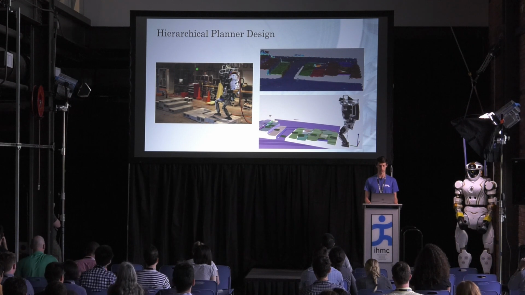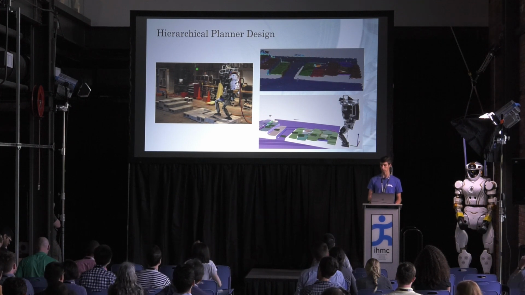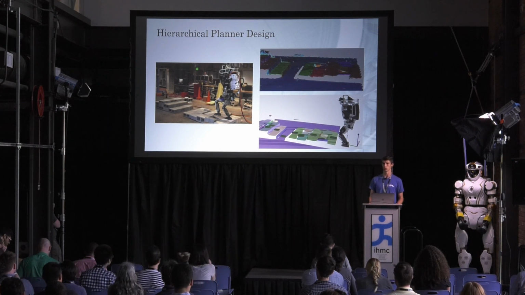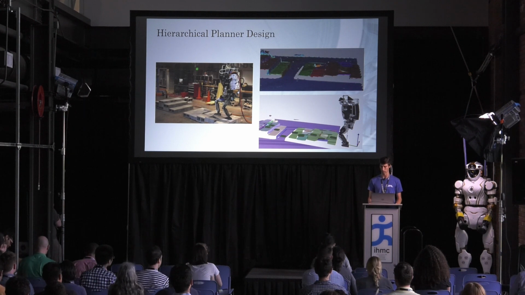So here are some pictures that were taken running Atlas with this footstep controller. The main thing to note here on the top right is that the LiDAR points are in blue, and these are points that we feed into a module that does plane fitting and detects those colored polygons there, and that's what we plan over for the high and low level planners. And then on the bottom there, you can see the footsteps that are generated from the footstep planner.